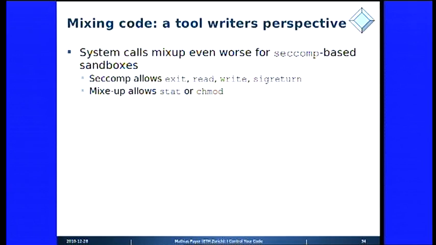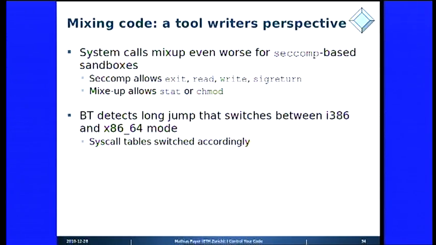So there's the seccomp sandbox that is to be used in Google Chrome, and it only allows exit, read, write, and sigreturn system calls. But if we switch between 32 and 64-bit mode, we actually get access to the stat and chmod system calls and can do some weird stuff with our open files and escalate our privileges. This is just a nice example of that problem. The binary translator detects the long jump that switches between these two modes and is able to switch the system call tables accordingly and use the newly specified table for the correct layout.